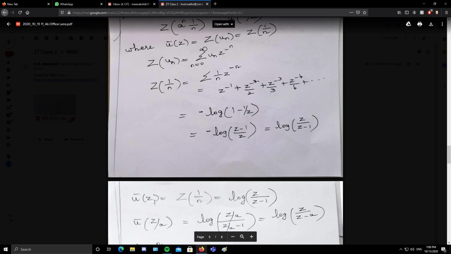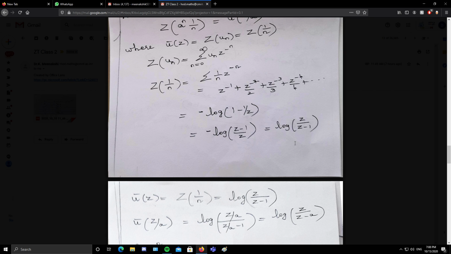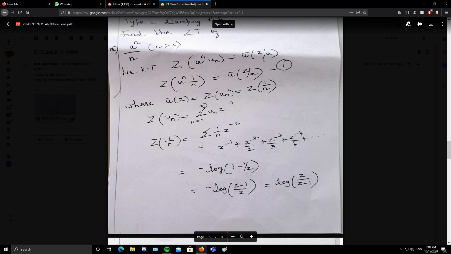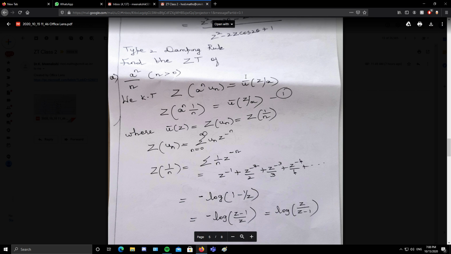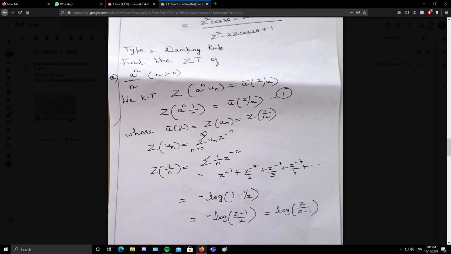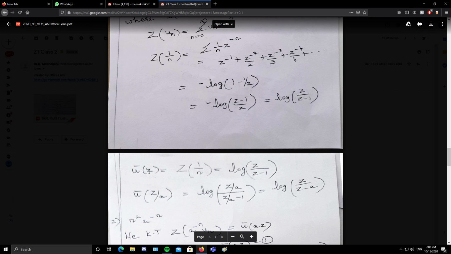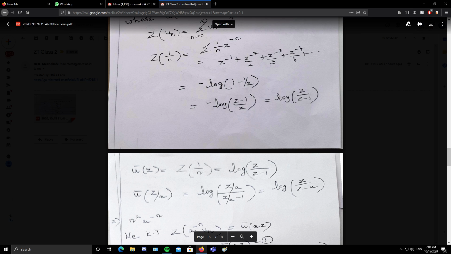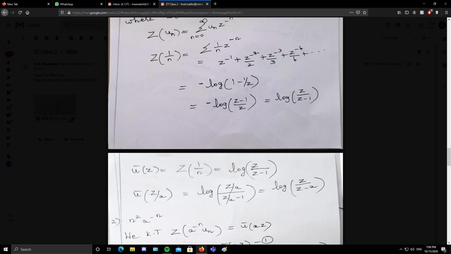So we have u bar of z, that is z of 1 by n, as log of z by z minus 1. But what is the answer? U bar of z by a. Remember, in damping rule, the solution is u bar of z by a. So how do you get u bar of z by a? Only through u bar of z. So we have got u bar of z as log of z by z minus 1. Now u bar of z by a. So just replace z by z by a. So you will get log of z by a by z by a minus 1, or log of z by z minus a.